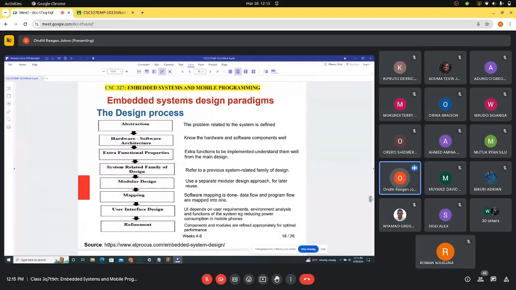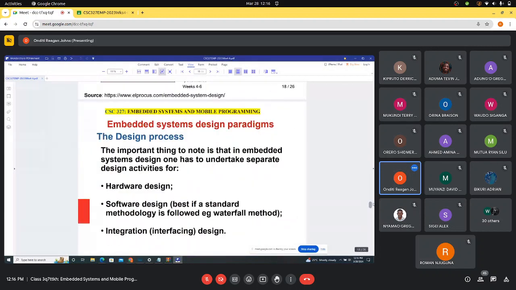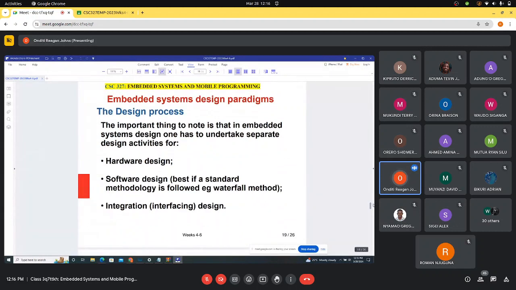So this is just the design process of an embedded system. If you are to design an embedded system, then this is the process that you need to go through. As you design the embedded system, you really need to get the history of the embedded system. You don't just design. You want to go through all these processes to be able to come up clearly with a well-oiled embedded system.